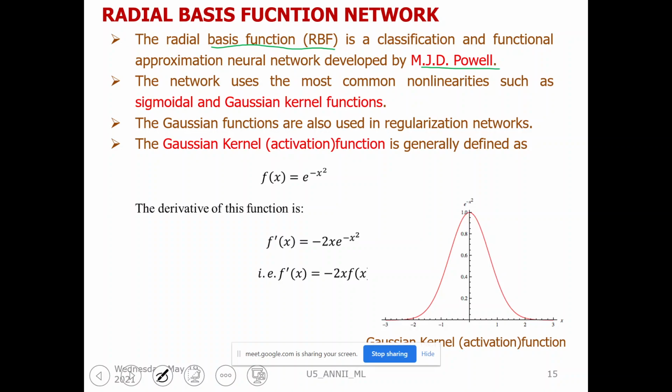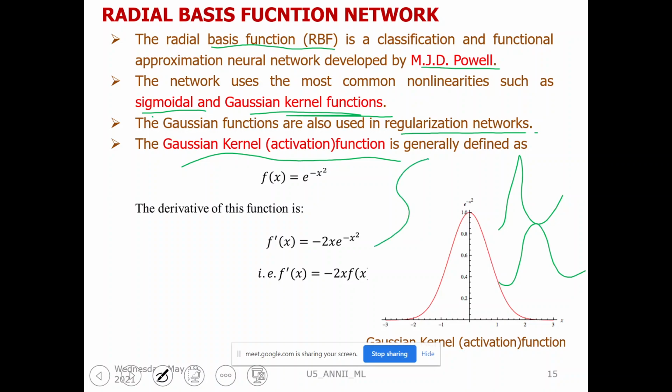The radial basis function, RBF, was developed by M. J. D. Powell. There are sigmoidal as well as Gaussian kernel functions, and normally we use the Gaussian kernel RBF, which is more famous because it is used in regularization networks. The shape is kind of a bell, so this is the shape of the Gaussian kernel, whereas sigmoidal, as all of you know, is S-shaped. So Gaussian kernel only we will be focusing on now.